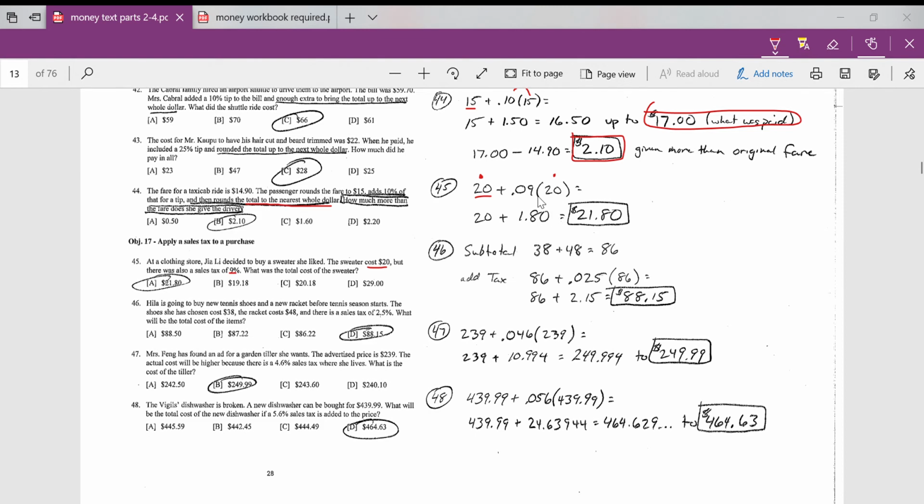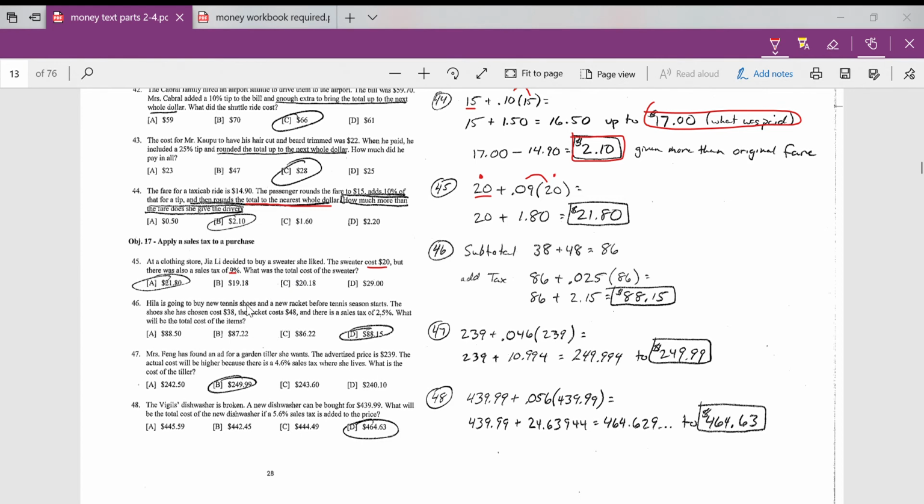Okay, order of operations says you have to multiply these first. So 0.09 times 20 is $1.80. So that is the amount of the tax. Okay, but the question is how much does it cost? So we add the $20 that it costs plus the $1.80 tax, you get $21.80. Okay, 46. There's just one extra step involved here.